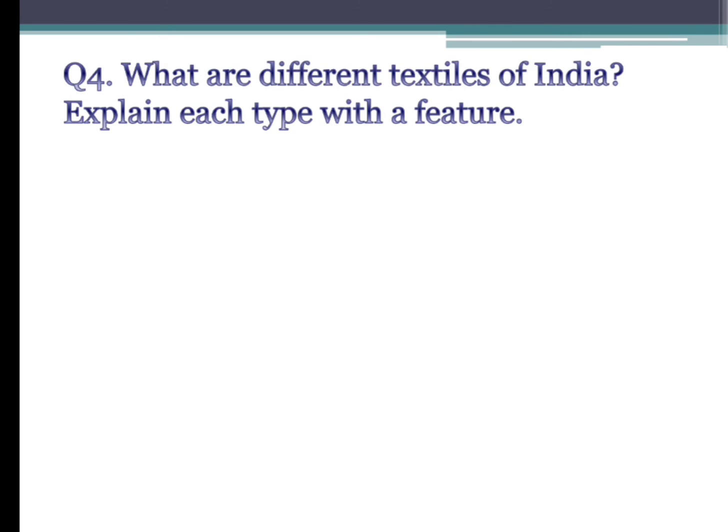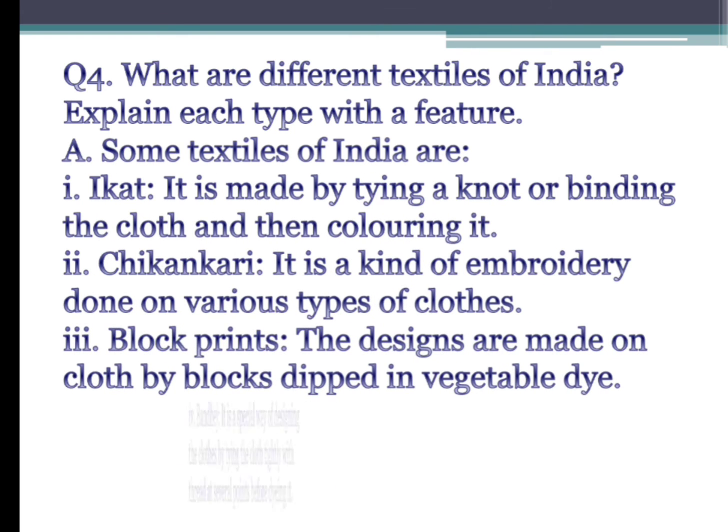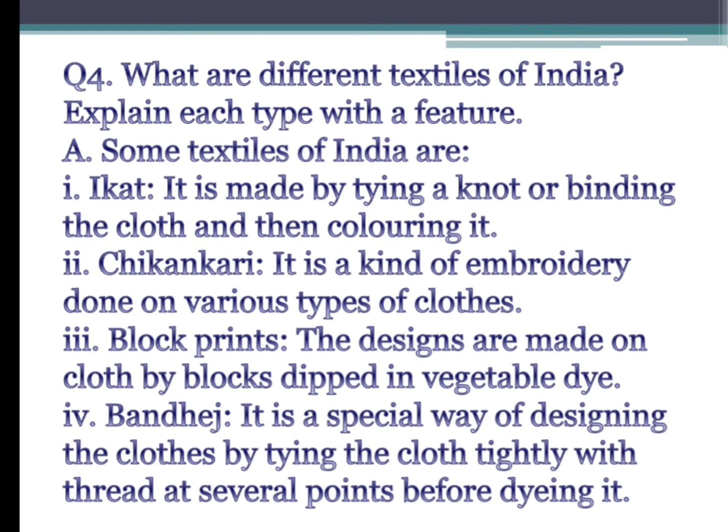Next, what are the different textiles of India? Explain each type with its feature. So in the lesson, we have learned about 4 different types of textiles, which we will mention here, children, which are ikat, chikankari, block prints, and bandej, or bandhani. And we will write each feature.